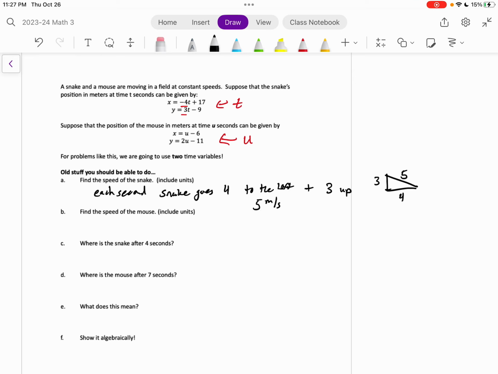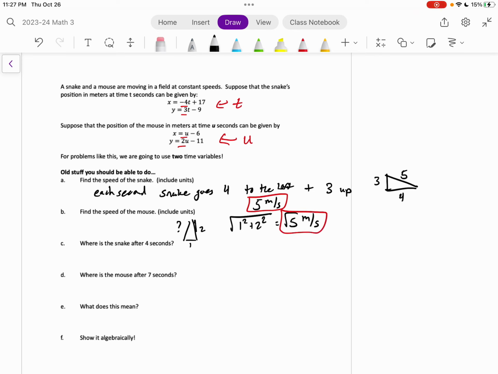Similarly, the speed of the mouse. We have this 1 here and a 2 here. If we thought about that triangle, it would look something like this: a 1 and a 2, and this question mark right here. So this is going to be the square root of 1 squared plus 2 squared, or root 5 meters per second. That should be hopefully pretty easy review for us at this point.